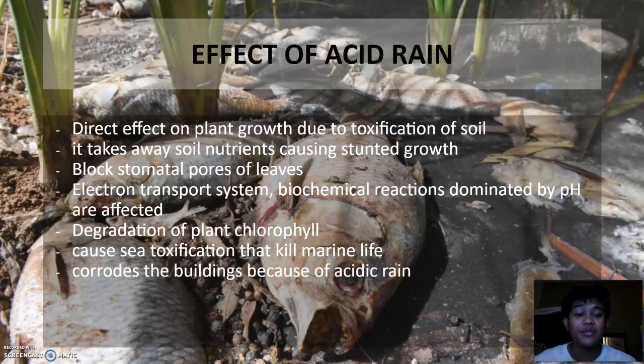Number 5, acid rain will cause sea toxification that kills marine life because of the changing of the pH level, which becomes more acidic. Lastly, acid rain will corrode buildings and thus affect the stability of monuments and give potential harm that can cause accidents to people.